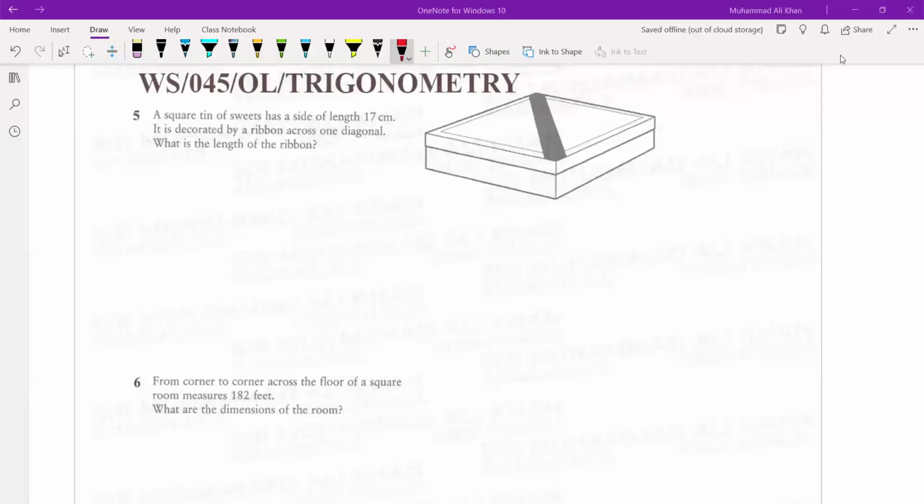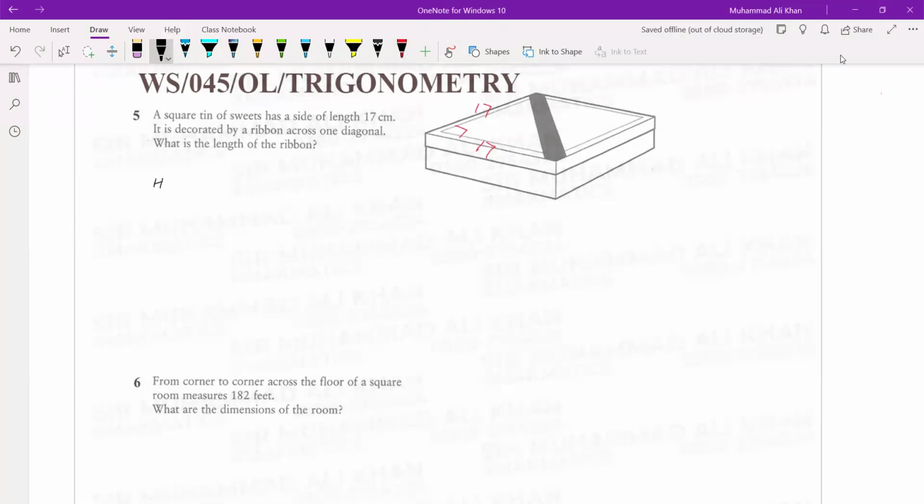Now, question number 5. A square tin of sweets has a side of length 17 centimeter, is decorated by a ribbon across one diagonal. What is the length of the ribbon? Now you see, it is a square, so this one is 17 and this one is also 17. Square है, so here it is 90 degrees. We have to calculate the hypotenuse side.